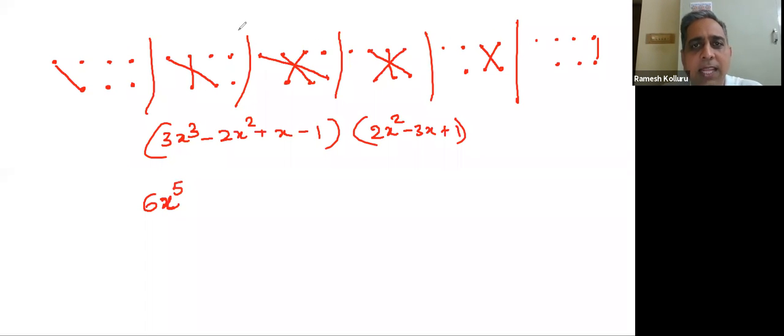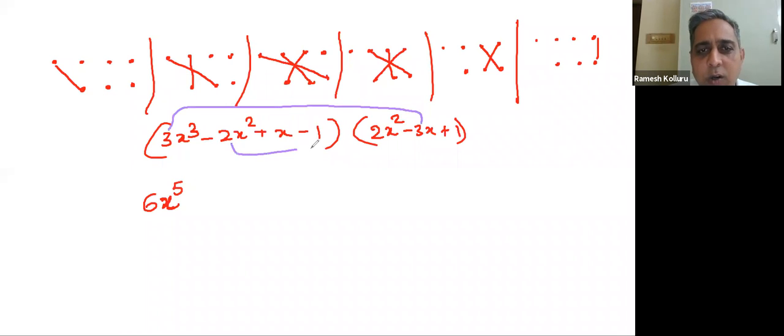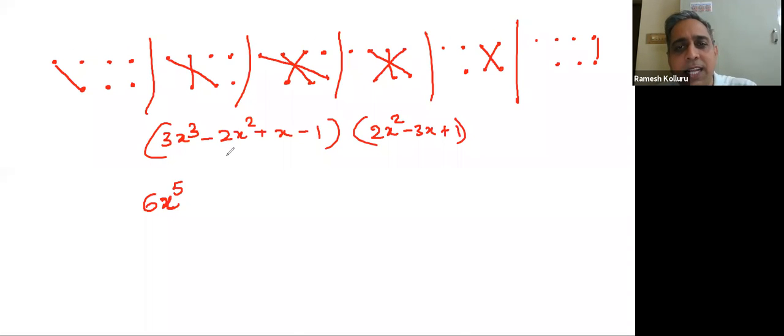And the second step, I'm going to multiply the next one. 3 3s are 9, 2 2s are 4. I observe that minus 9 minus 4. I do it in my mind. Minus 9 minus 4 is minus 13. Minus 13x power 4. Right?